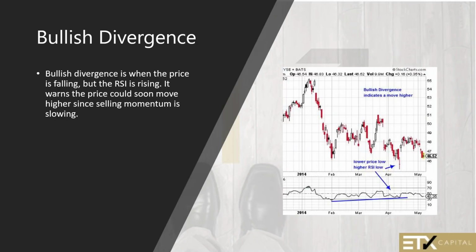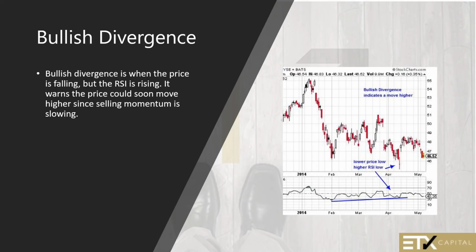So RSI is also used to spot divergence. We talk about this often. We talked about it before. We talked about it during Dave's video. We talk about it now because, as Dave said, divergence is probably one of the best things you can see. So bearish divergence is when price is rising, but the RSI is falling. It warns that the price could soon correct lower since buying momentum is slower.